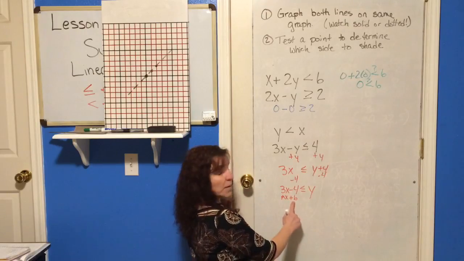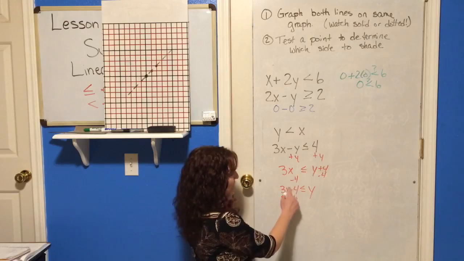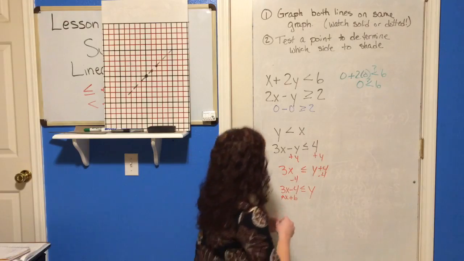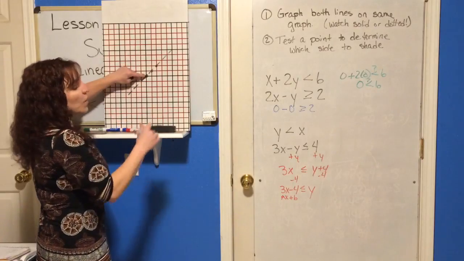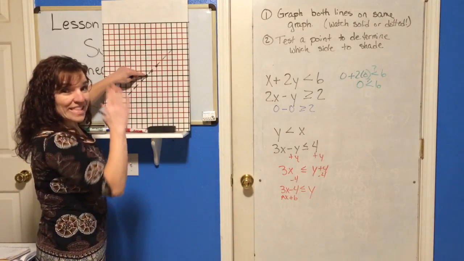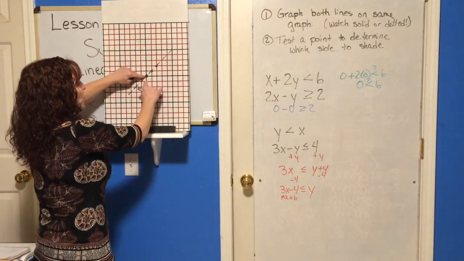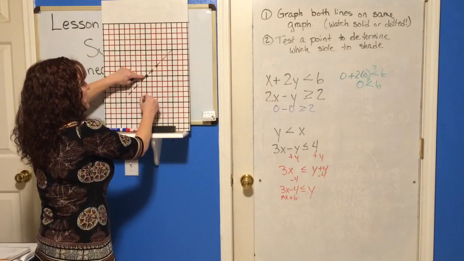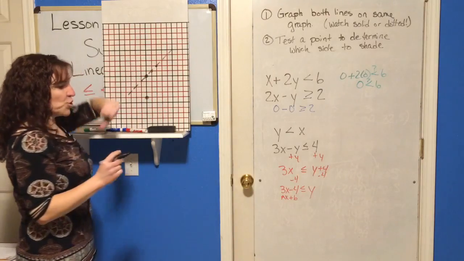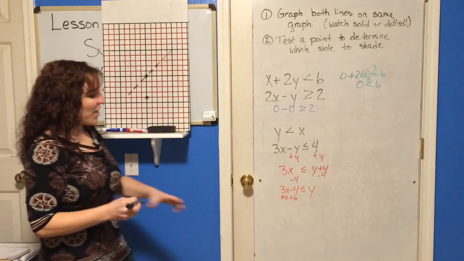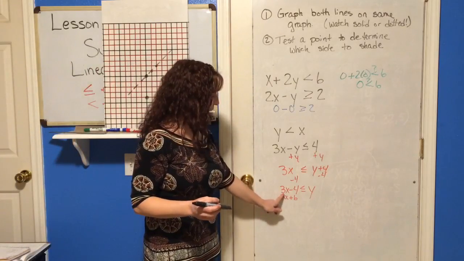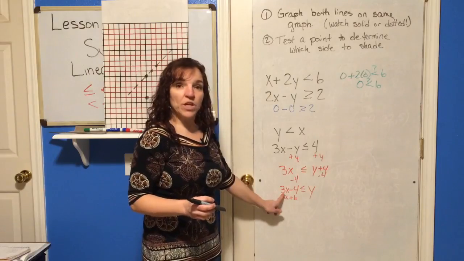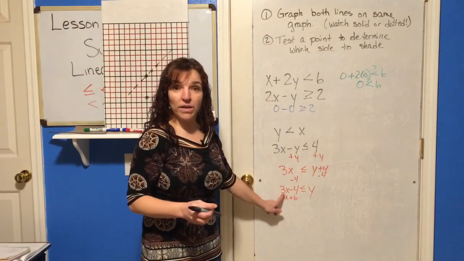So your b is your y-intercept. That's your negative 4. All right. So we're going to go to negative 4 up and down on the y. So start at the origin and 1, 2, 3, 4. There's your y-intercept. And now the m is your slope. And that's the number right in front of the x, which is a 3. So 3 is the same as 3 over 1.